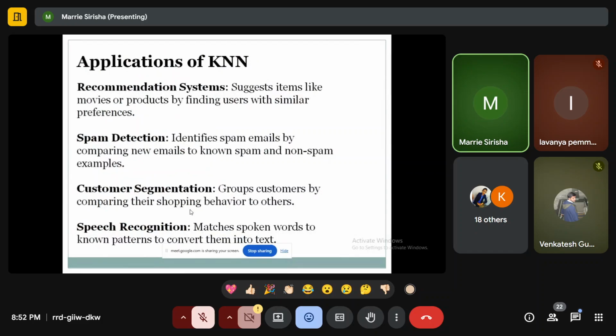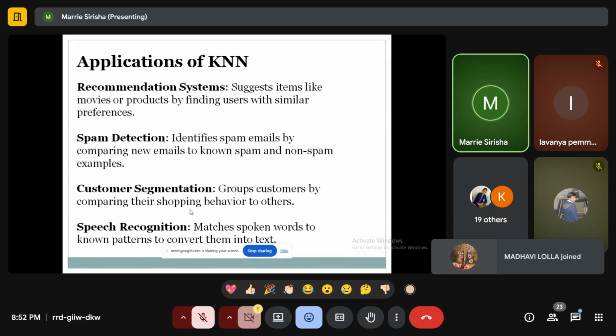Okay, next, if they have given only applications, you can write the applications same. If they have given you 1 mark, you can write only whatever the content is needed. If it is 1 mark, you can write recommendation system, spam detection, customer segmentation, and speech recognition. But if they ask for more, you include more examples and you relate with real life examples also. How do you apply, where you can apply. Okay, you have to write it elaboratively.